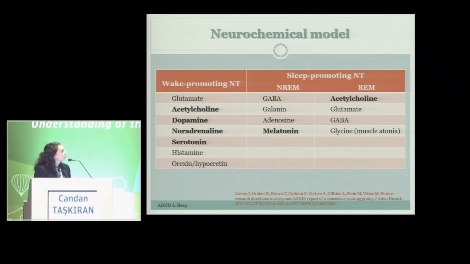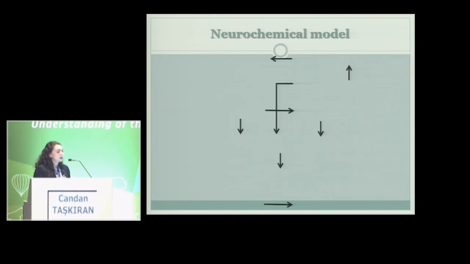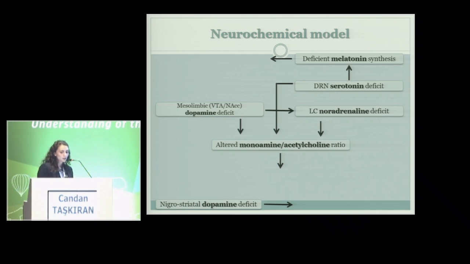These neurotransmitters are stimulating the wakefulness, and they are having problems in different parts of the ADHD brain, and acetylcholine is quite important for the REM. When you take a look at the ADHD and the neurotransmitters, you will see that this slide is self-explaining. Serotonin is a melatonin predecessor, and there might be some melatonin deficit, and the noradrenaline deficit in the ALC and monoamine acetylcholine ratio might be affected.